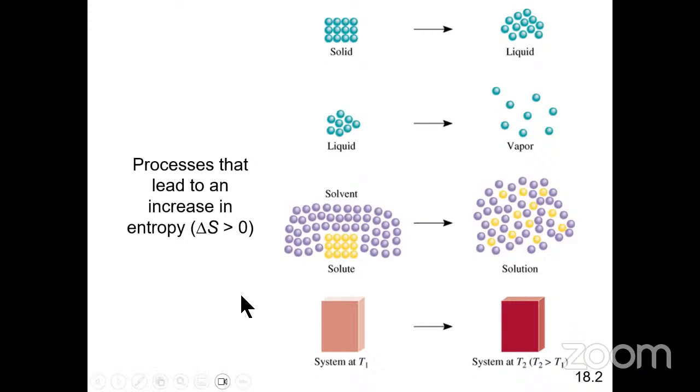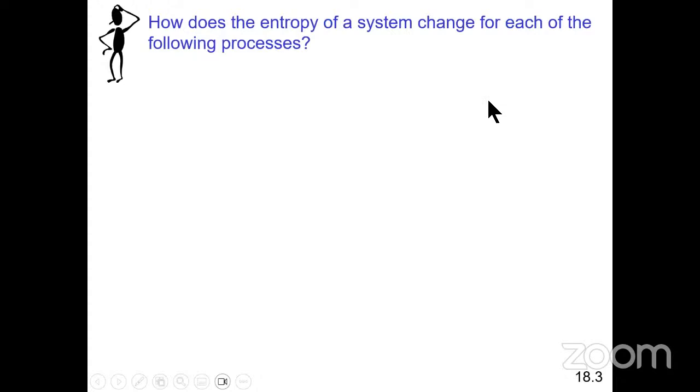Its entropy will increase. All right, so if you understood what we just discussed, you should be able to answer the questions I'm about to get into. So this question is saying, how does the entropy of a system change for each of the following processes? All right, so the first one is condensing water vapor.